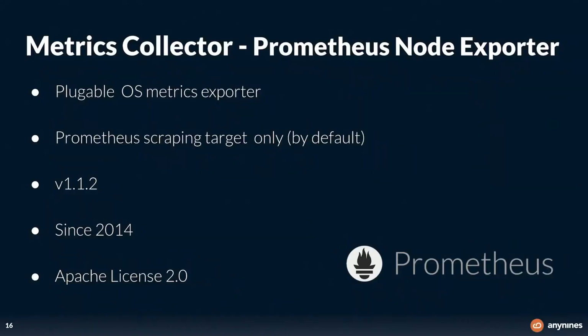An alternative is the Prometheus node exporter. It is a pluggable OS metrics exporter written in Go. I understood it that the node exporter serves an endpoint which can then be scraped by, for example, Prometheus. The node exporter is currently at version 1.1.2 and maintained by Prometheus. It is under Apache license version 2, which means you can use it quite easily in your projects.